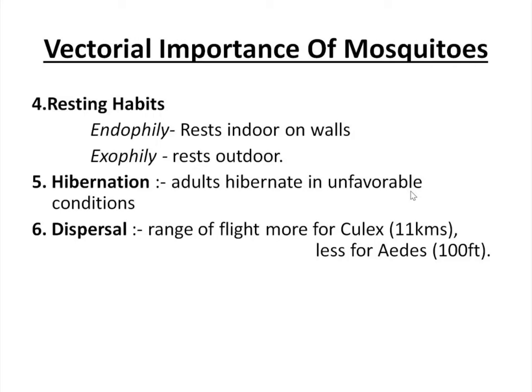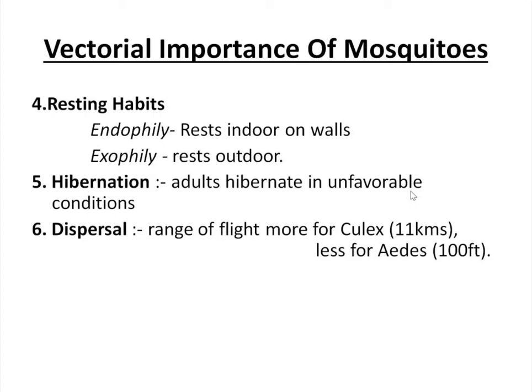Next is hibernation. Hibernation means that when environmental conditions are unfavorable, some of the adult mosquitoes can undergo hibernation. So it enters into a resting period.